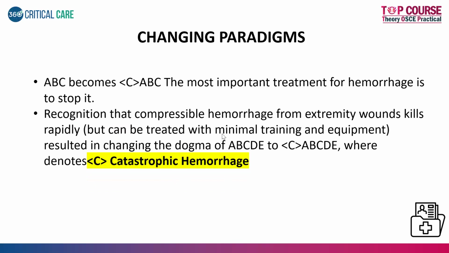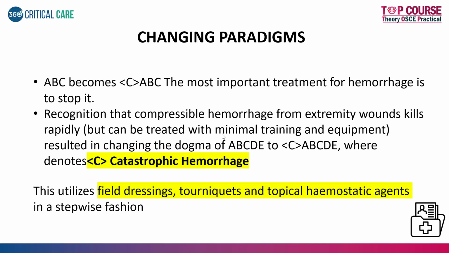The rest everything is similar: A, B, C, D, E remain. Along with this, you have to add the C for catastrophic hemorrhage. There you can use compression if it is a compressible type of hemorrhage. Whoever said compression, good. But C stands for catastrophic hemorrhage, and usually utilizes something like a tourniquet, a topical hemostatic agent, or field dressing, and so on.